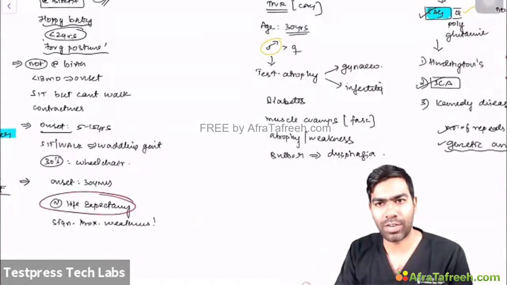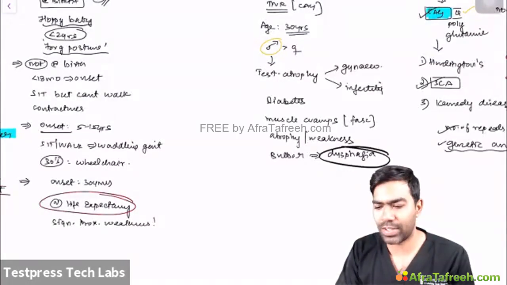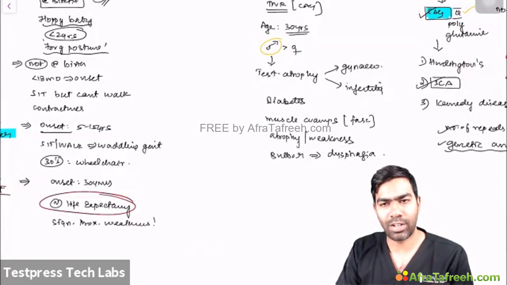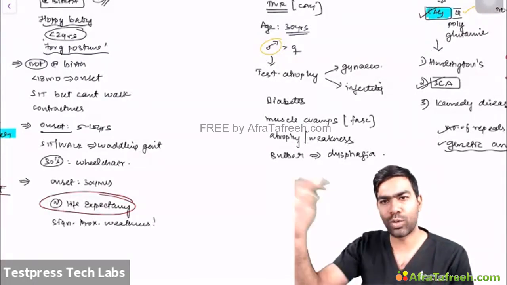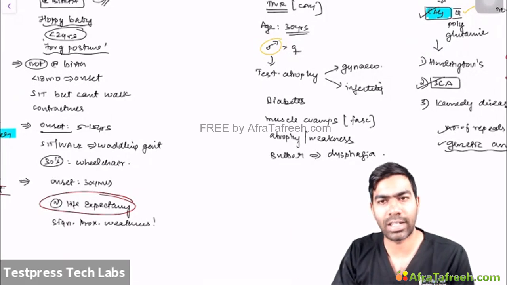So as far as Friedreich ataxia is concerned, they will not have dysphagia. Dysphagia is a very important thing, and they don't have dysphagia. In Friedreich ataxia, typically they won't show cramps and atrophy and all, because there is no anterior horn cell damage. So it's totally going against Friedreich ataxia. It's not the case. Then what else?